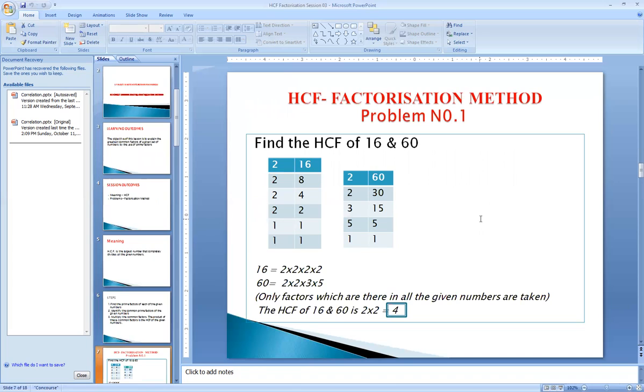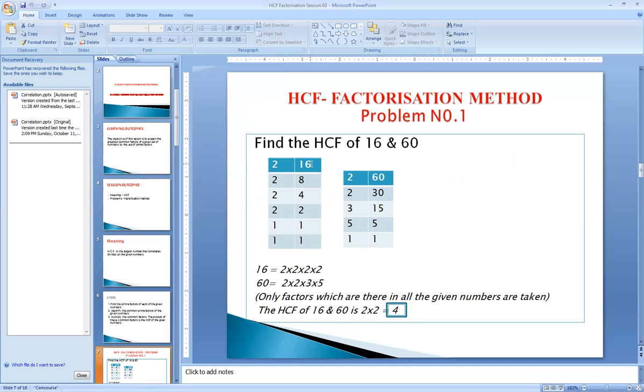Let us see how to find the HCF in factorization method with one problem. Now see the question here: find the HCF of 16 and 60. Let us see how to find the HCF of 16 and 60 in factorization method.